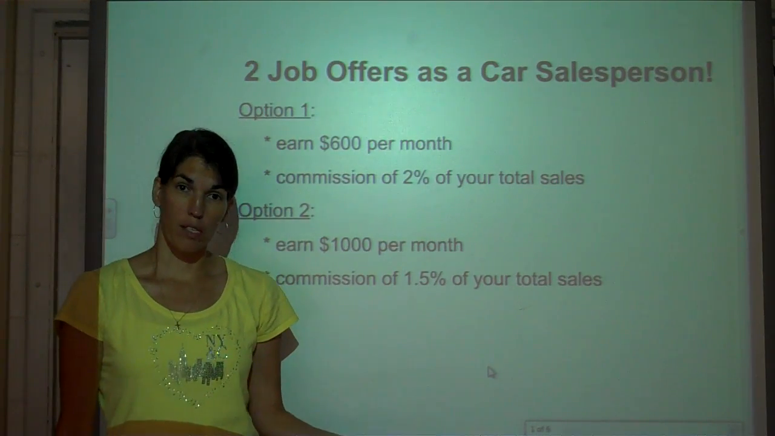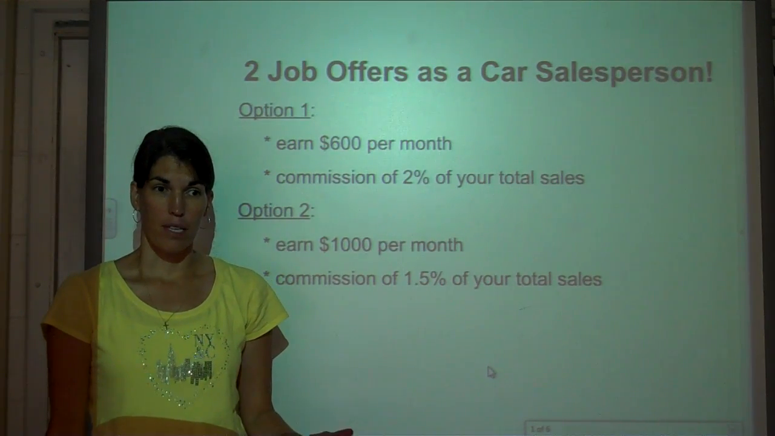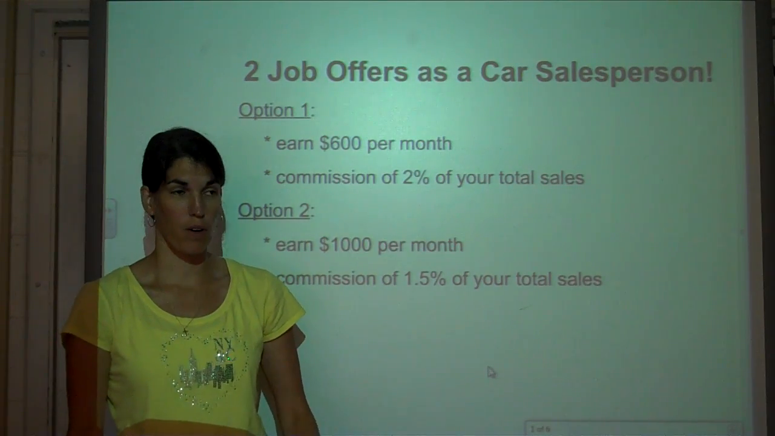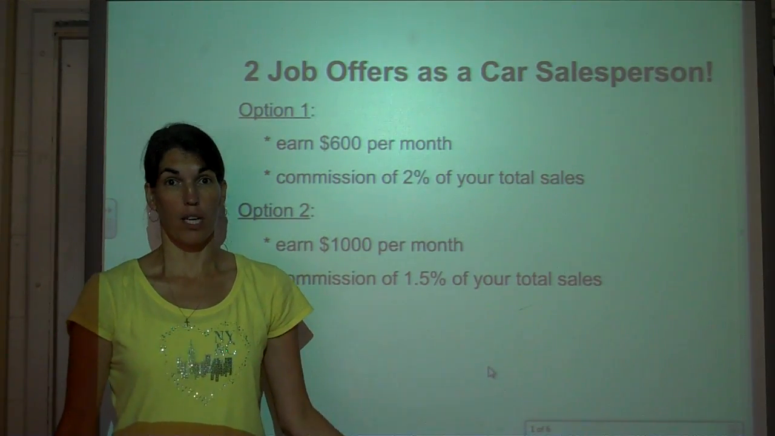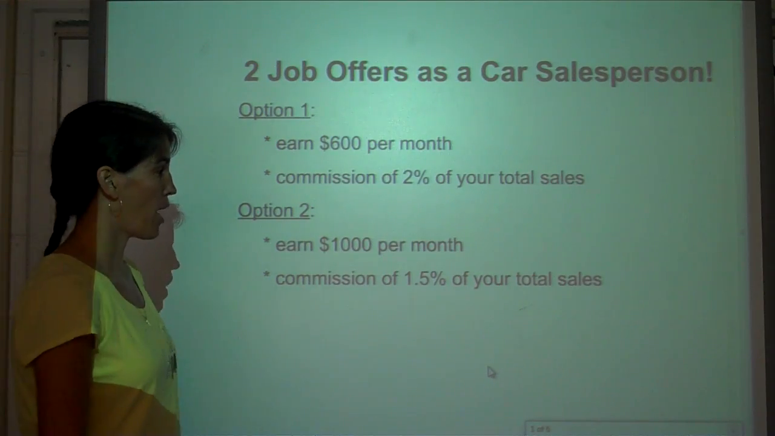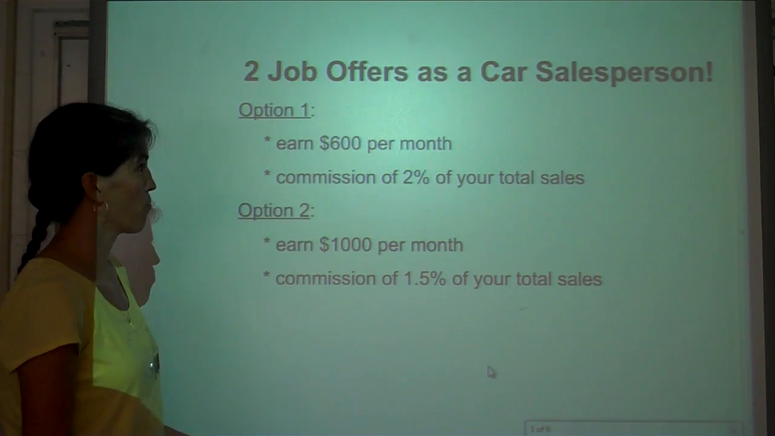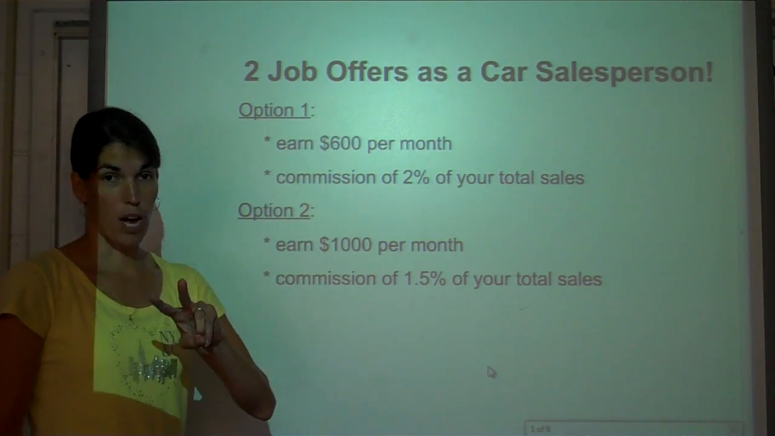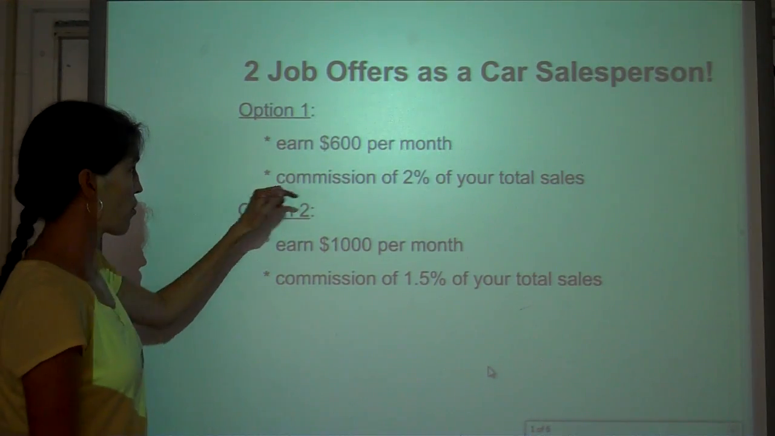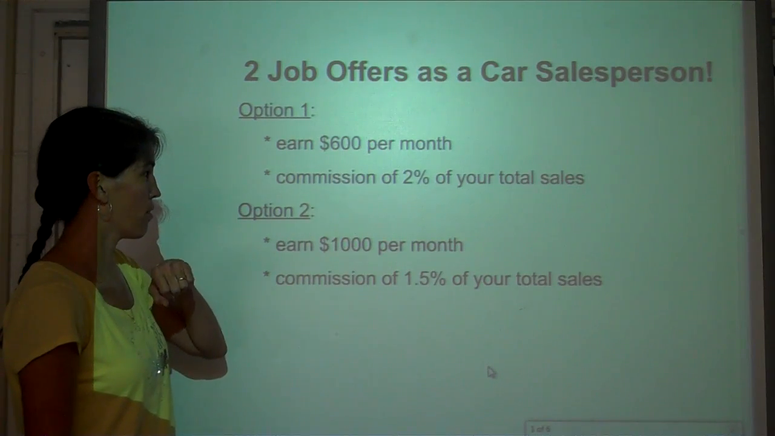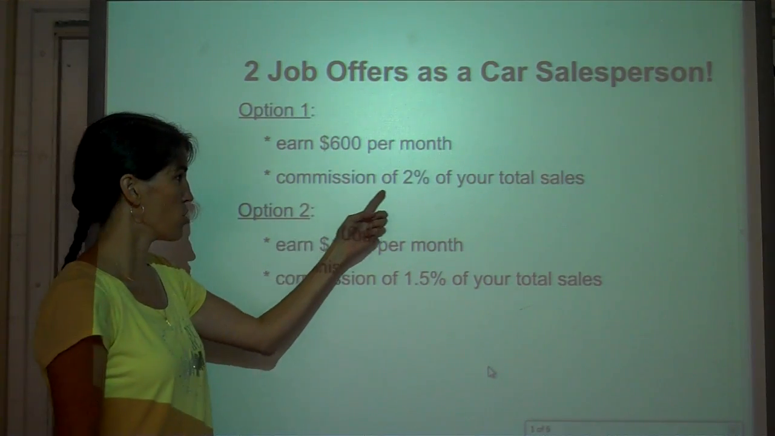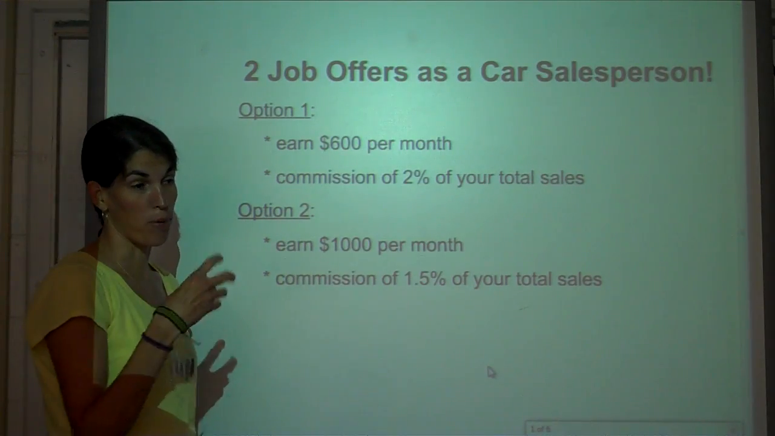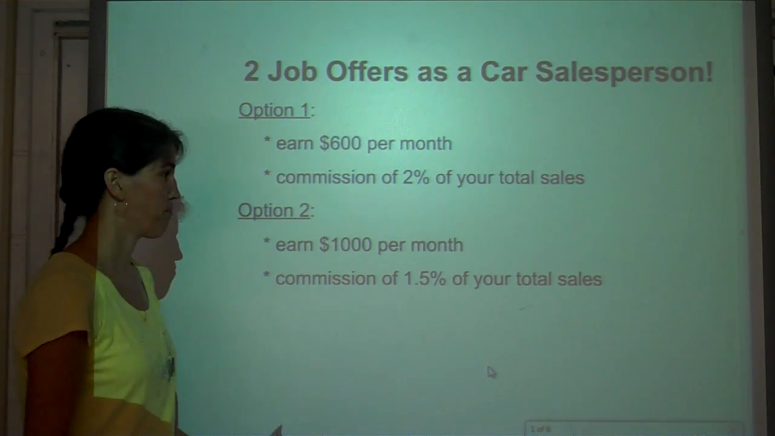I wanted to start with an example of how you could use this to solve a problem in the real world. I know you guys think, oh, we don't really use this in the real world, but I had this example. Not that you want to be a car salesman, but let's say you did, and you had two job offers. The first job offer, you could earn $600 per month and a commission of 2% of your total sales. That means you earn a percentage of the cars that you sell.